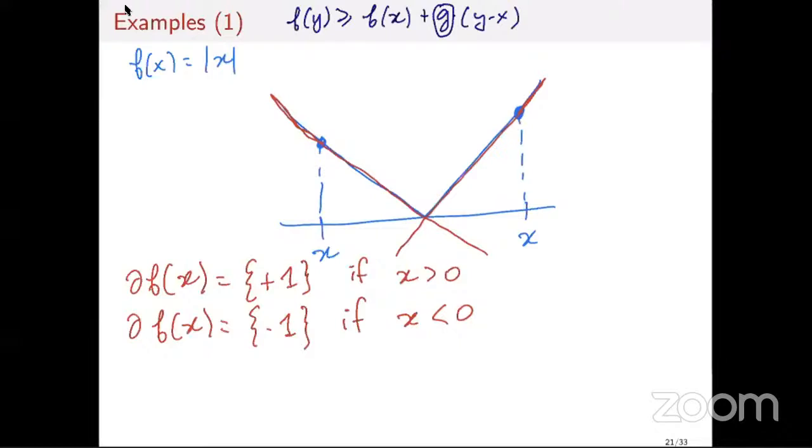So now obviously the main interesting question is what happens at the point 0. So what is df of 0? In order to understand what is the set of subgradients at 0, I have to understand what are the possible global lower bounds on my absolute value function. So let me draw for you several lines that will actually be a lower bound. So here is one line. This is a global lower bound on my function.